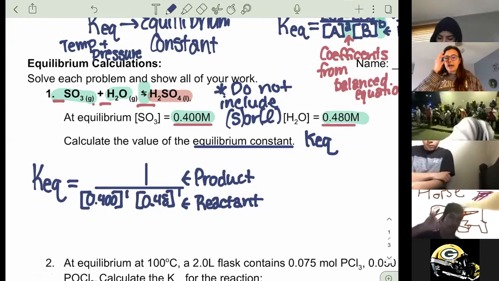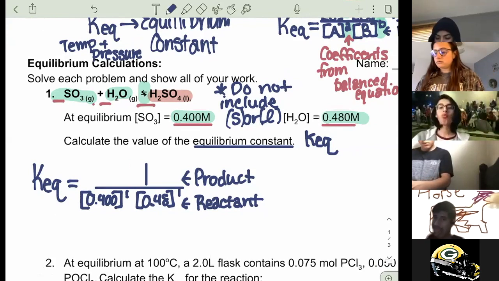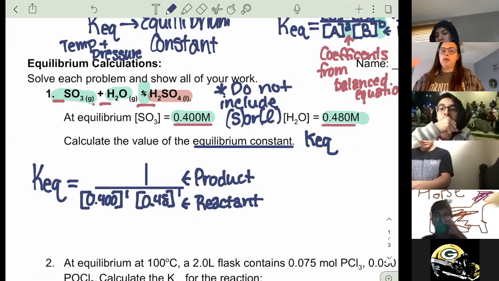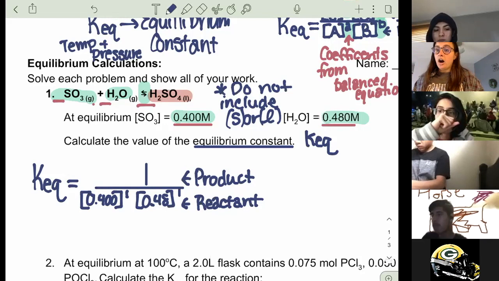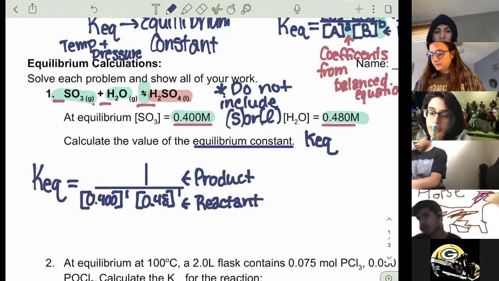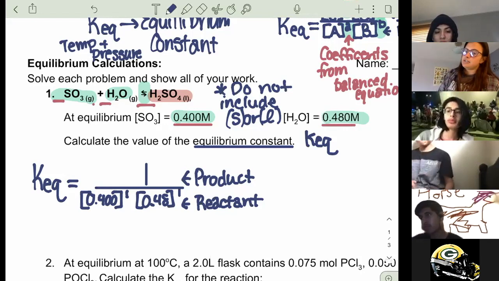Now we get to just go ahead and solve. For this one, we have all our parts filled in. Our product is a liquid, so it does not get included. We have all of our reactants. We simply now plug in to solve for our equilibrium constant. So you do 1 divided by 0.4 times... put your answers in the chat and we'll see if we're correct.